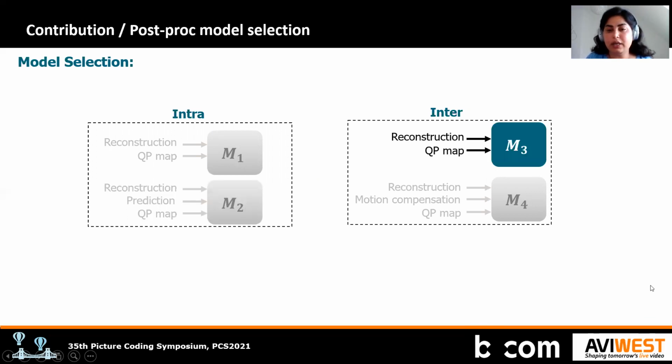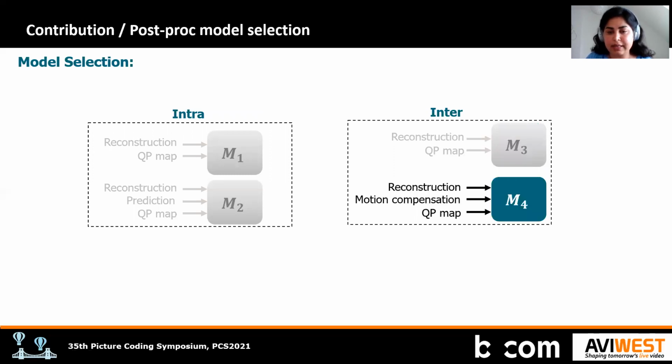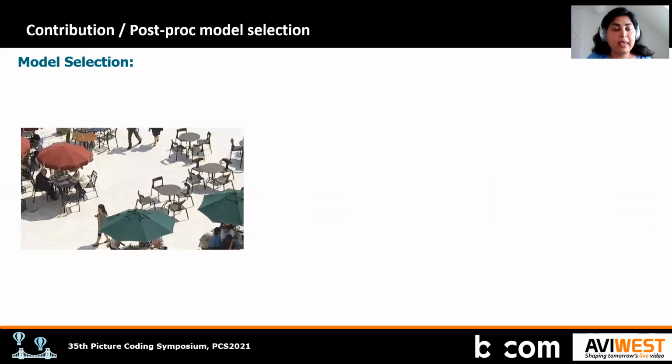The third one, which was for intercoded frames, received as input the reconstruction frames and also the quantization parameter. And the last one received as input the reconstruction frame, motion compensation, and also the quantization parameter.